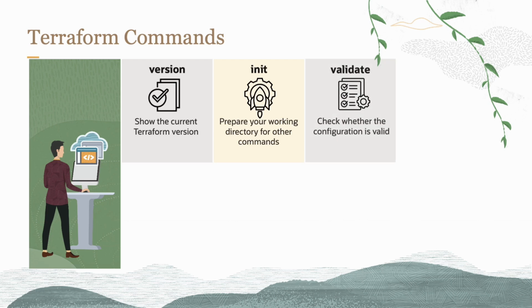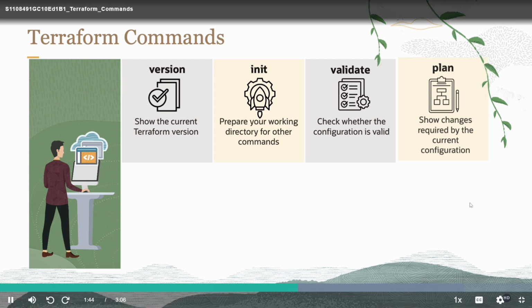Then we have validate. This command checks whether your Terraform configuration files are syntactically valid and internally consistent. It's an essential step before planning or applying changes to catch any errors early. Moving on to plan. The plan command shows the changes required by the current configuration. It generates an execution plan, allowing you to review what will happen when you apply the configuration. This step helps you ensure that the changes align with your expectations.